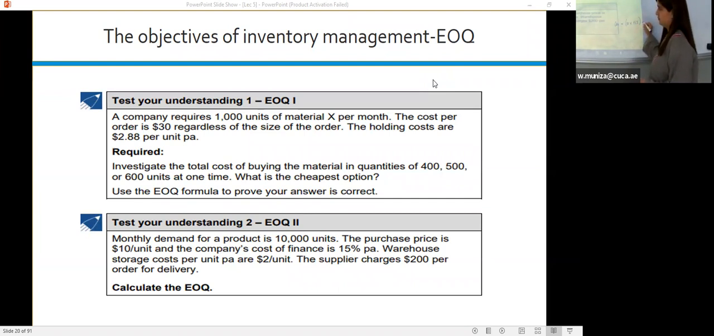Monthly demand is 10,000, so per year is 120,000 units. This will be the cost of holding, students: cost of finance and warehouse storage cost of 2. Cost of ordering is 200.